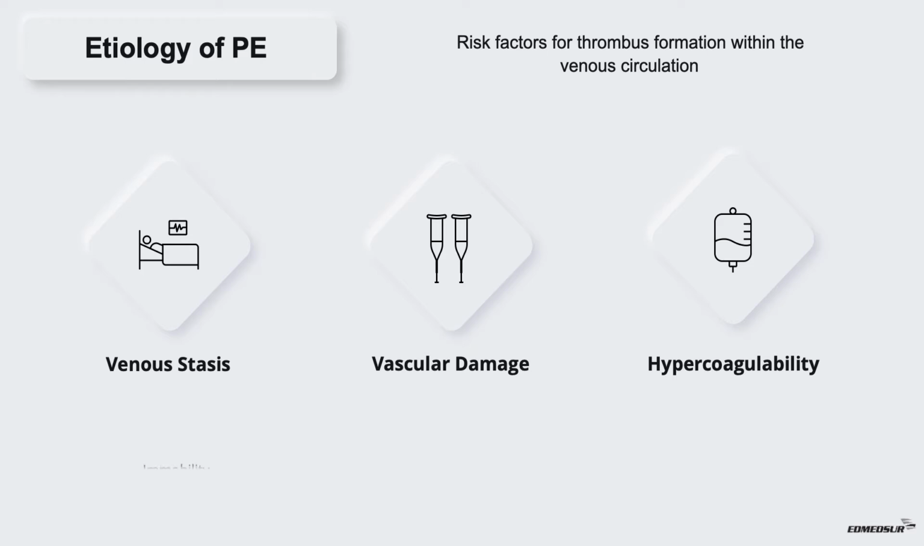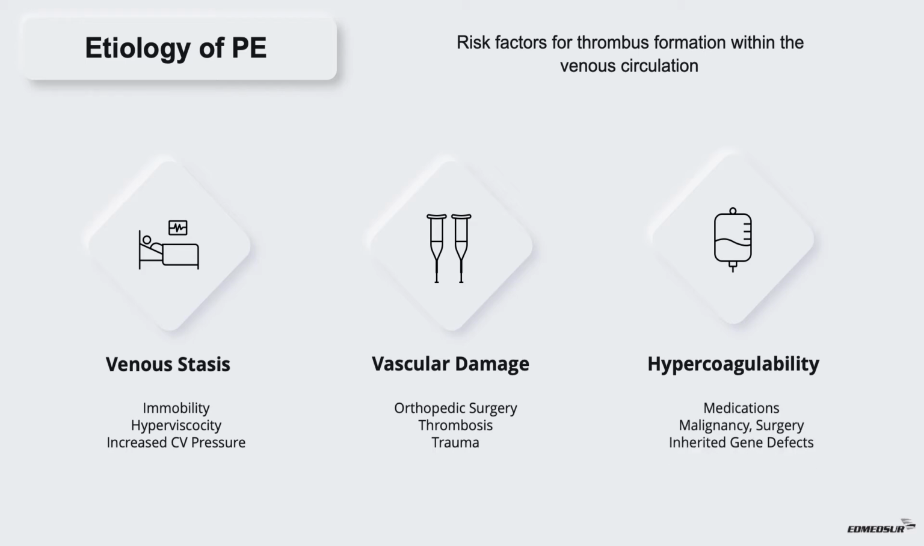Venous stasis increases with immobility, as seen with obesity, stroke, bed rest, especially post-operative, hyperviscosity, as in polycythemia, and increased central venous pressure, seen with low cardiac output states and pregnancy. Vessels may be damaged by orthopedic surgery, prior episodes of thrombosis, or trauma. Hypercoagulability can be caused by medications like oral contraceptives, hormonal replacement therapy, or diseases like malignancy, surgery, or may be the result of inherited gene defects.